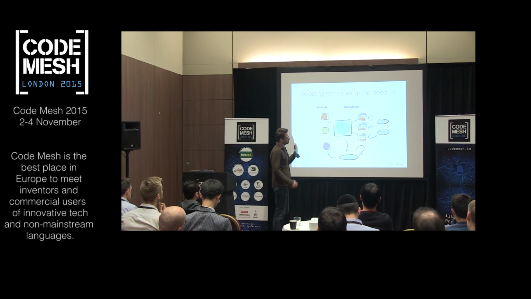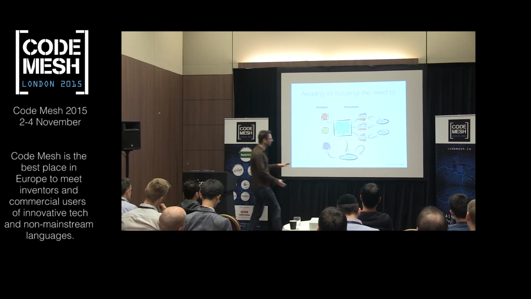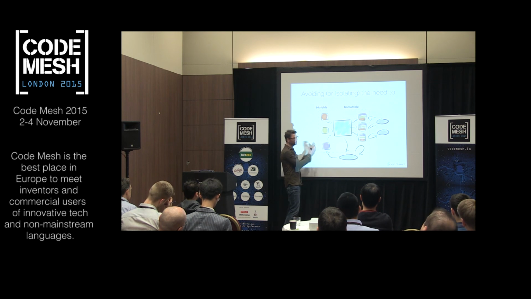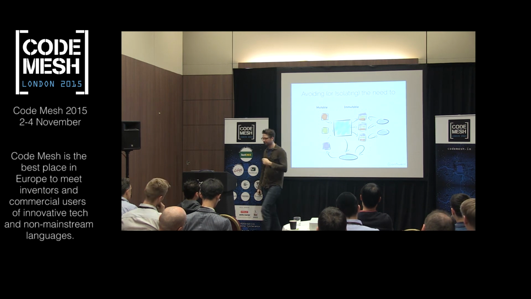The idea of trying to split the mutable from the immutable, so we isolate consistency concerns in the smallest possible bound that we can find. That's the best way to scale.